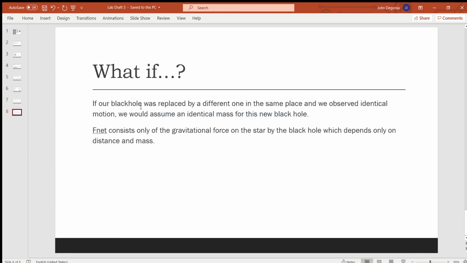And then, what if our black hole was replaced by a different one, an imposter black hole, in the same place, and we observed identical motion? We would assume an identical mass of the new black hole. Why is that? Our FNet consists only of the gravitational force on the star by the black hole, which depends only on distance and mass. So same place, same mass, it'll have to be the exact same black hole if our orbit is the same.